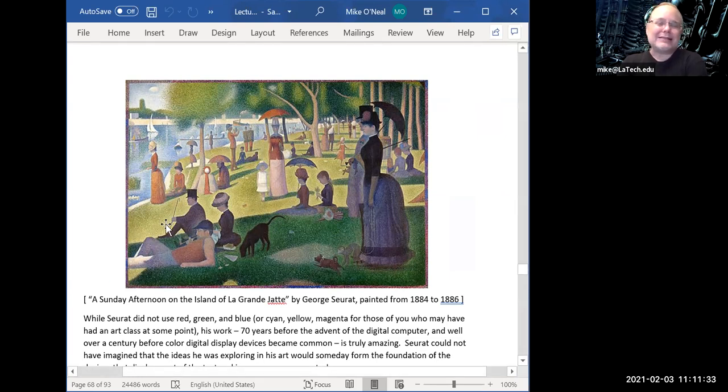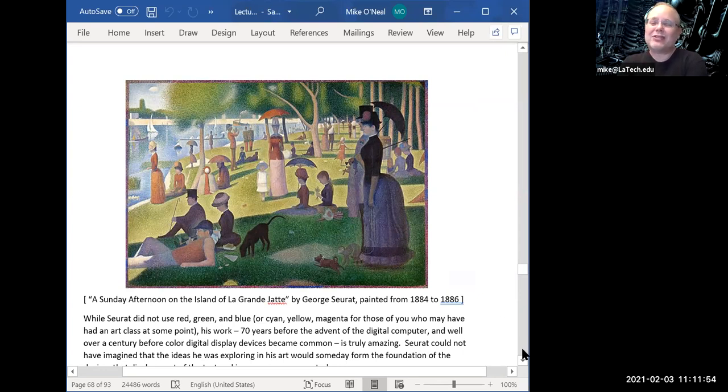But the idea is that if you got really close up, the green grass is not really green. It's dots, right, of different colors. And the purple skirt, there's no purple in there, right? It's blues and reds that your eye is blending together.